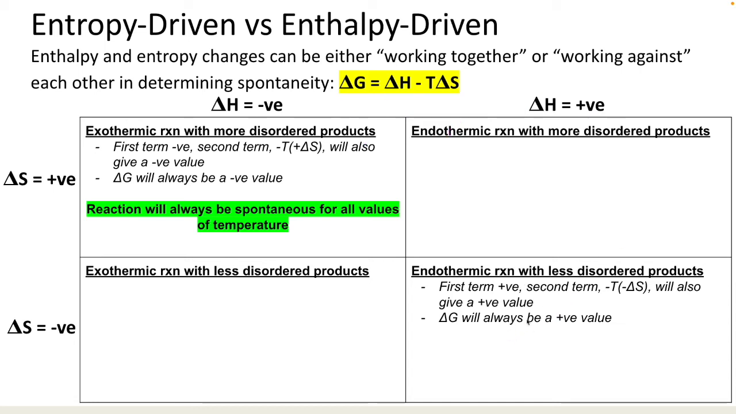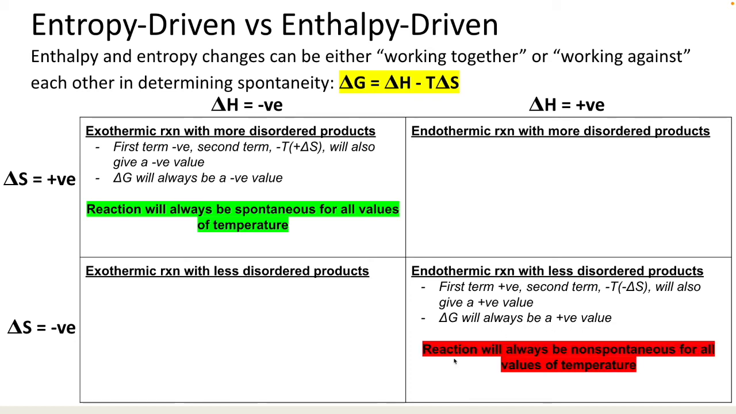So endothermic reactions that have less disordered products always give a positive value. So these reactions will always be non-spontaneous for all values of temperature. Doesn't matter what you change that number to, because our temperature can only be positive, we're always going to end up with a positive delta G.